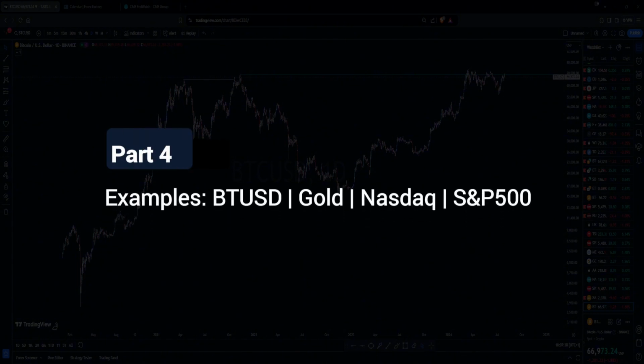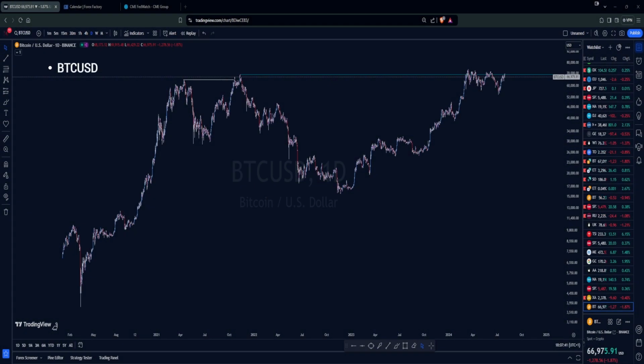All right, let's now take a look at a few examples, starting with Bitcoin. Then we're going to take a look at gold, and we are going to finish with the indices, Nasdaq and the S&P. Before we actually start looking at the charts, we need to be aware that there are different factors that are affecting each one of these assets, as you know.